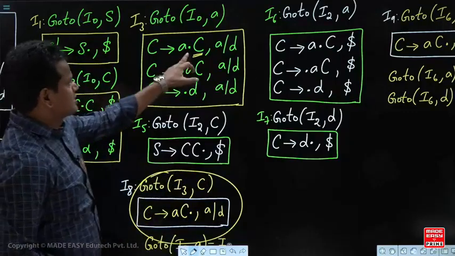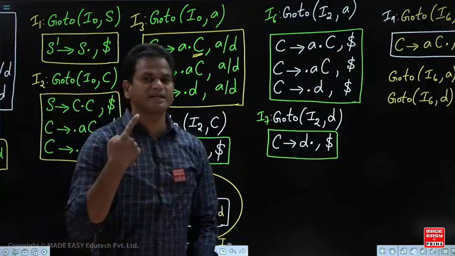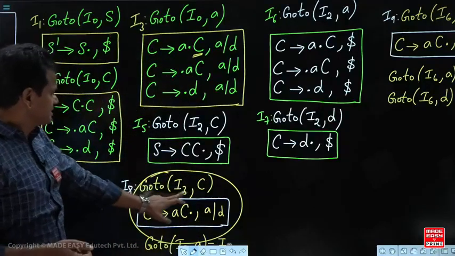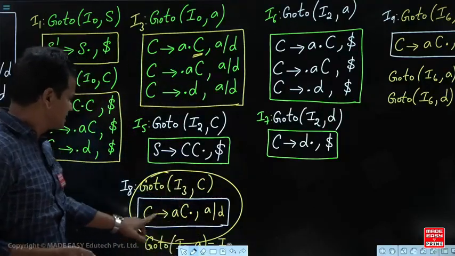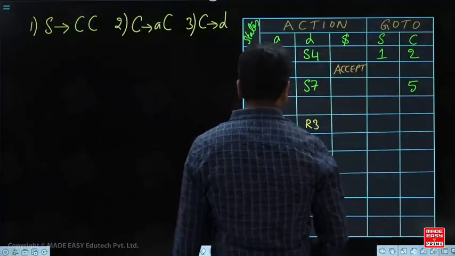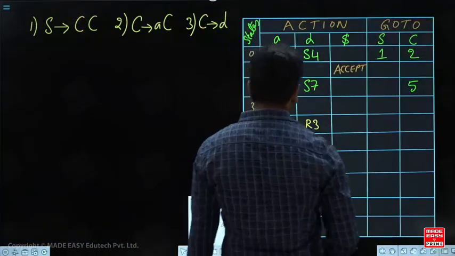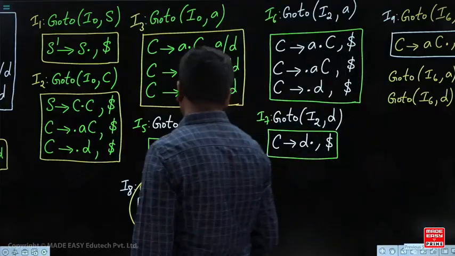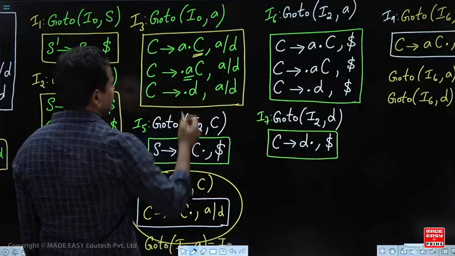And it is a non-terminal. For non-terminals, we write the number only. This is I3 and this is C. And I3 comma C, where has it gone? To this state. What is the name of the state? 8. So in 3 comma C, we write only the numerical value. That's it.